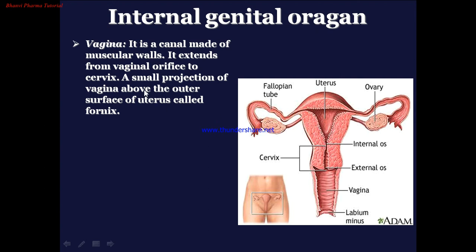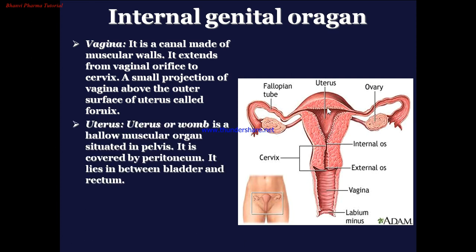A small projection of the vagina above the outer surface of the uterus is called the fornix. This is the larger area of the vagina, and after that the small projection. This is the fornix.